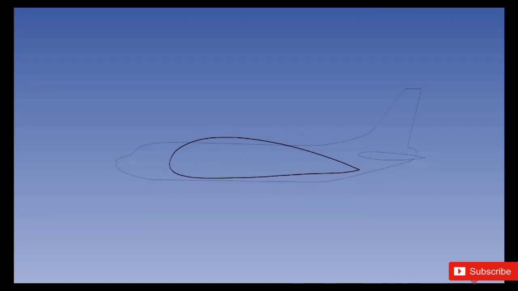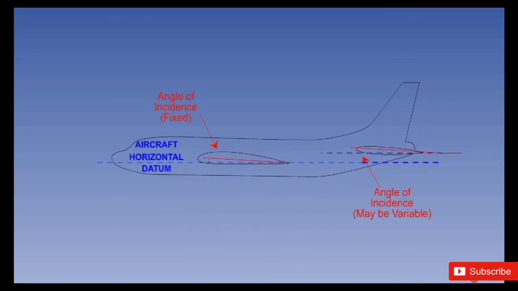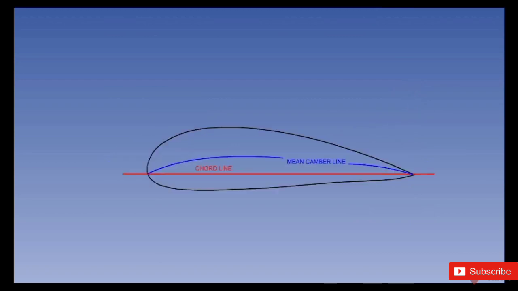Having introduced the basic characteristics of airflow over an aerofoil, we shall now look at the terminology and definitions associated with aerofoils. The chord line is a straight line joining the center of curvature of the leading edge and the trailing edge of an aerofoil. The chord is the distance between the leading edge and the trailing edge measured along the chord line. The angle of incidence is the angle between the wing root chord line and the longitudinal axis of the aircraft. This is fixed for the wing but may be variable for the tail plane.